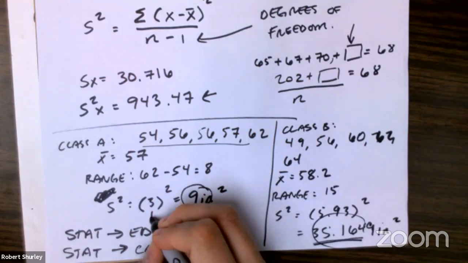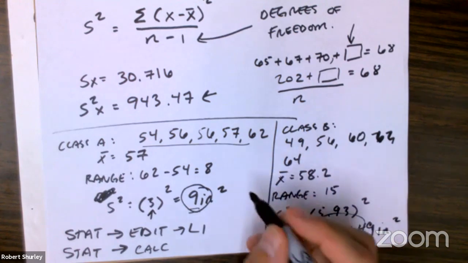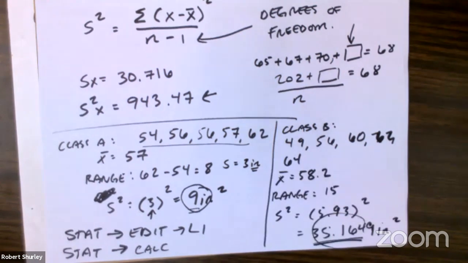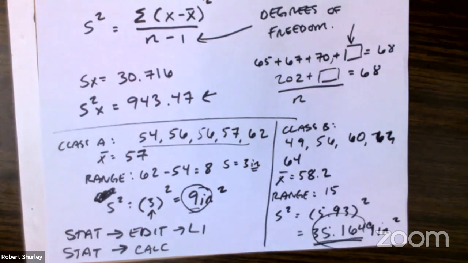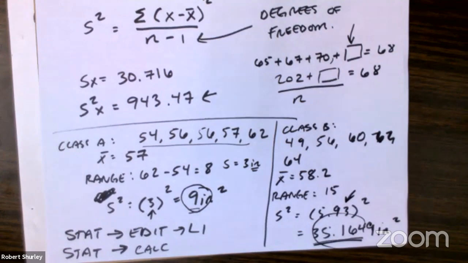So for this one, we know the standard deviation is right there, because remember we had to square it to get the variance. So the sample standard deviation would be 3 inches. It's just easier to understand because you don't have to worry about squaring the unit. It's a more linear unit, not an area unit. So over here, 5.93 inches would be the standard deviation. And what that means is it's just the average deviation from the mean.